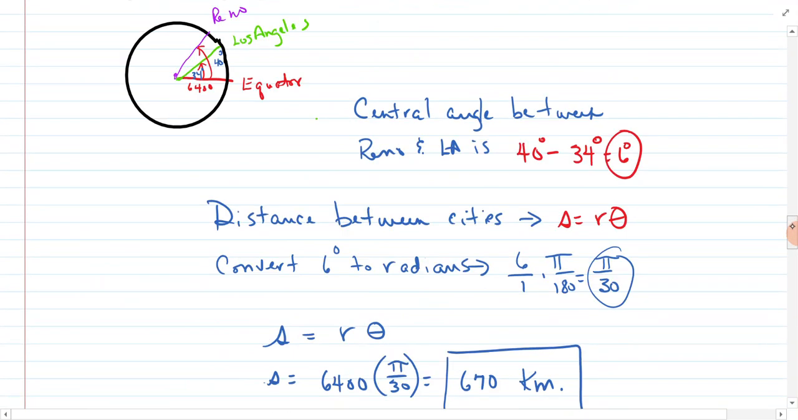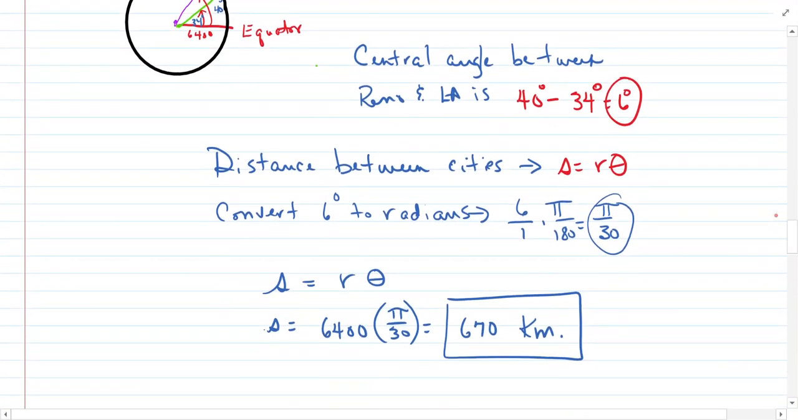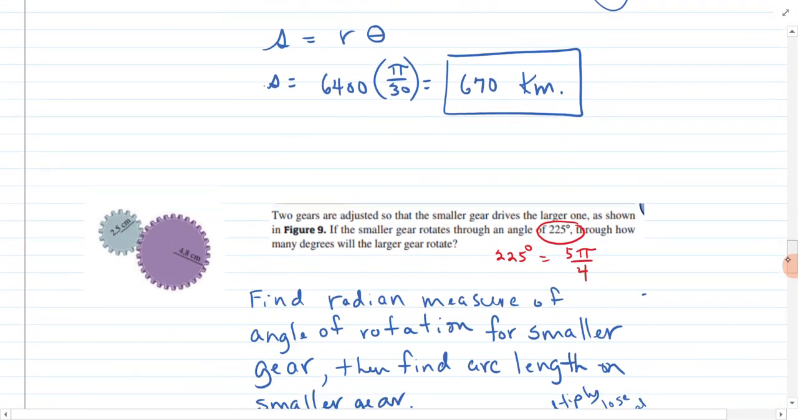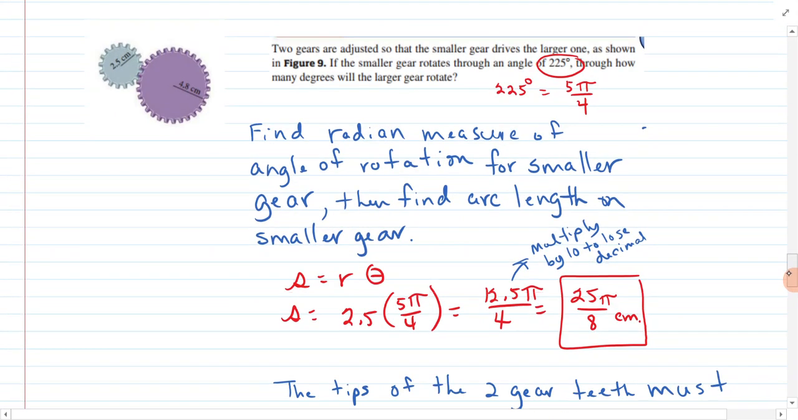So convert 6 degrees to radians. That would be pi over 30. And so S equals r, which is 6,400, that's your equator, times pi over 30, which is 670 kilometers. That's an example. I think we'll have a problem like that in the problem set.